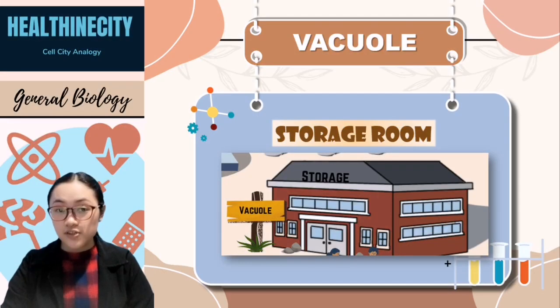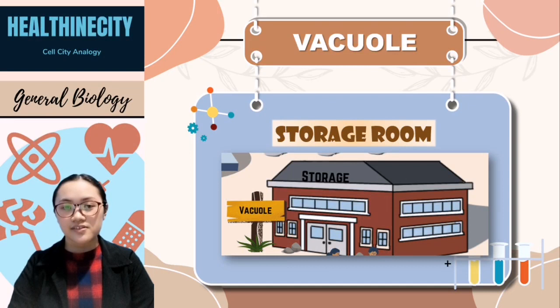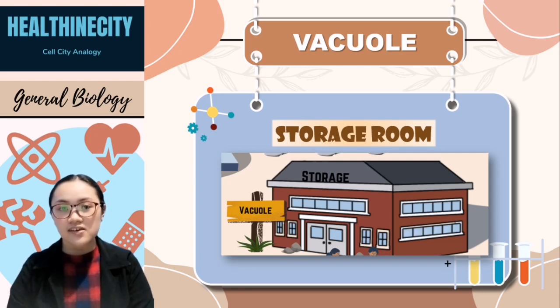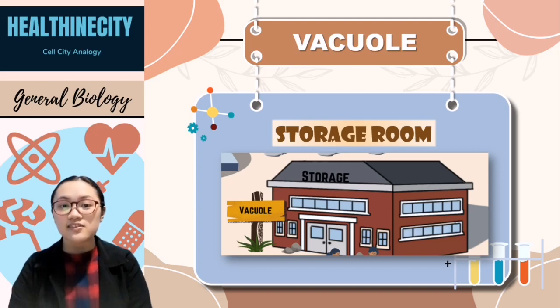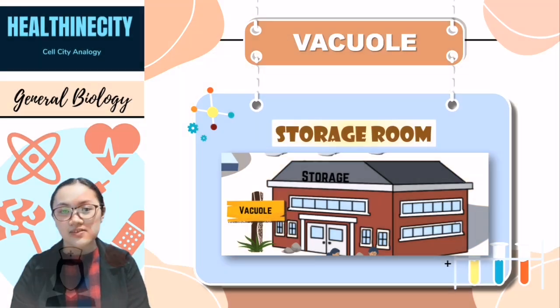So the storage room is like the vacuole. The vacuole is the storage for food and waste. It stores the essential materials. Just like the storage room is a storage for essential materials and health supplies for the hospital.